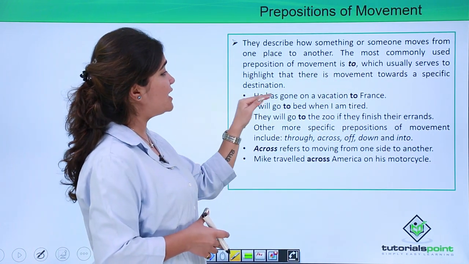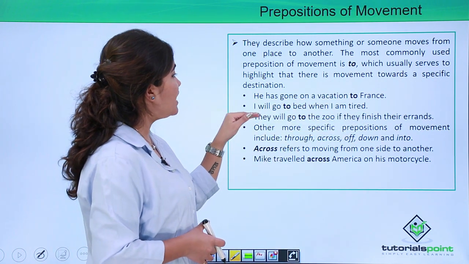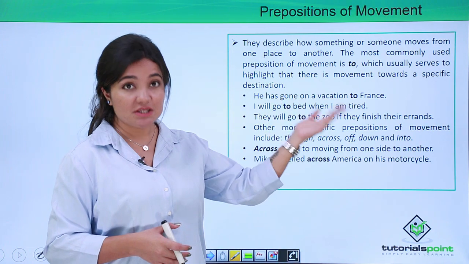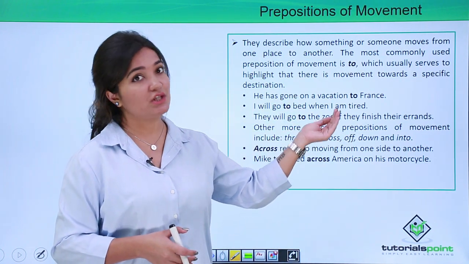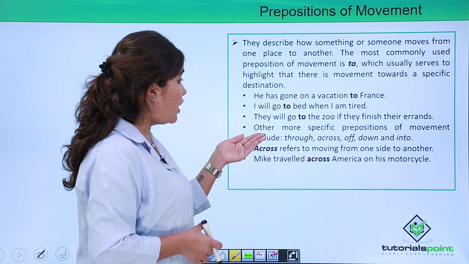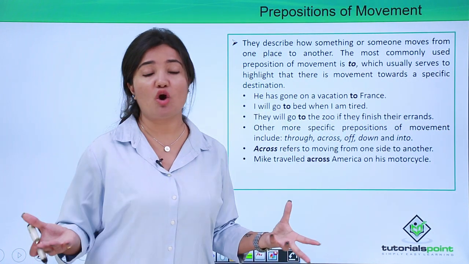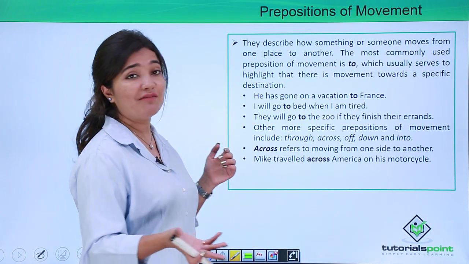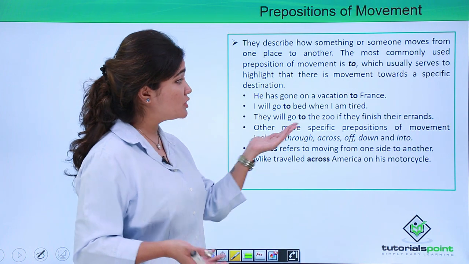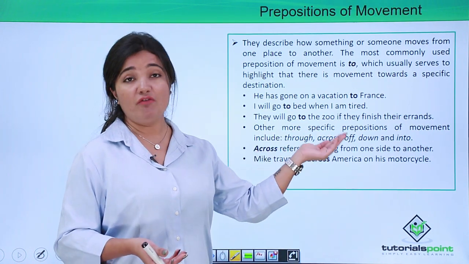Now, he has gone on a vacation to France, right? I will go to bed when I am tired, or they will go to the zoo if they finish their errands. Of course, "to" is the most commonly used preposition of movement. Now, you have other examples as well. More specific prepositions of movement would be through, across, off, down, into.